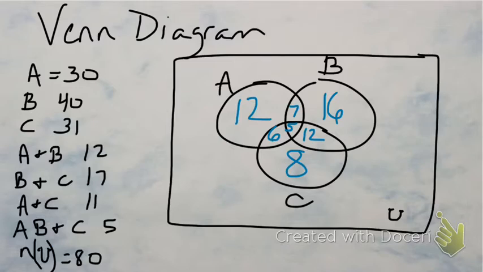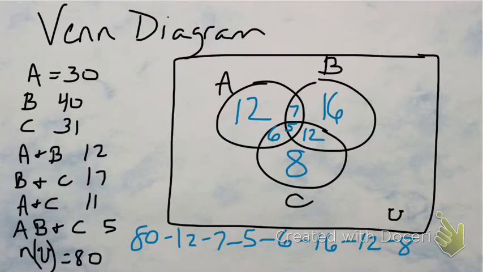Okay, well, there is yet one more region to consider, and that is the universe. How many people are included in the survey but don't fall into categories A, B, or C? To find out, we're going to subtract 80 minus all the numbers in all the other spaces. So that's 80 minus 12 minus 7 minus 5 minus 6 minus 16 minus 12 minus 8. Double check it to be sure. The difference is 14. That means there are 14 out there in the universe. Okay, that's the way you do it. Bottoms up.